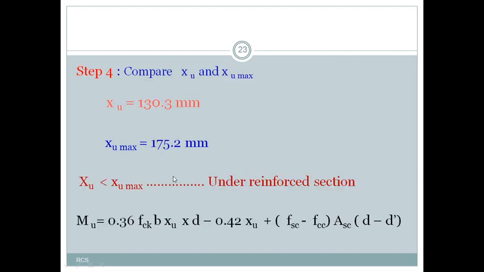Then compare Xu and Xu max. Xu equal to 130.3 mm, Xu max equal to 175.2 mm. And the relation is Xu is less than Xu max. So the type of beam section is an under reinforced beam section. For an under reinforced beam section, the moment of resistance can be calculated by using this formula.